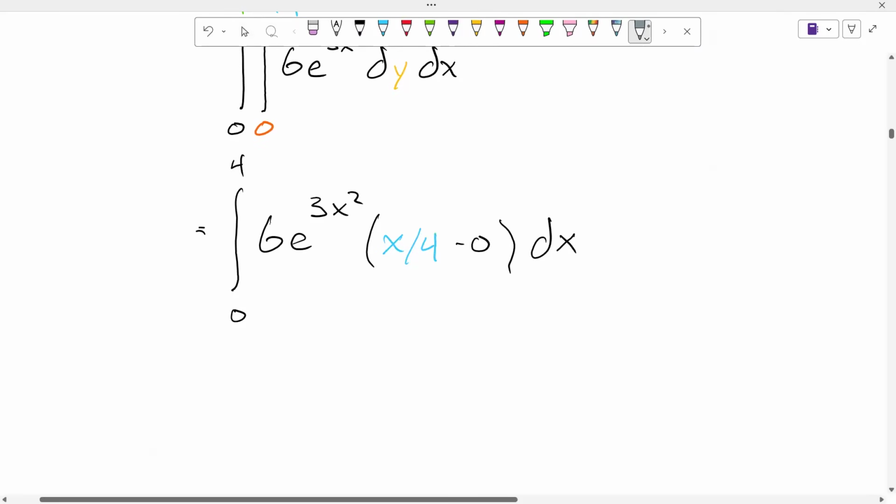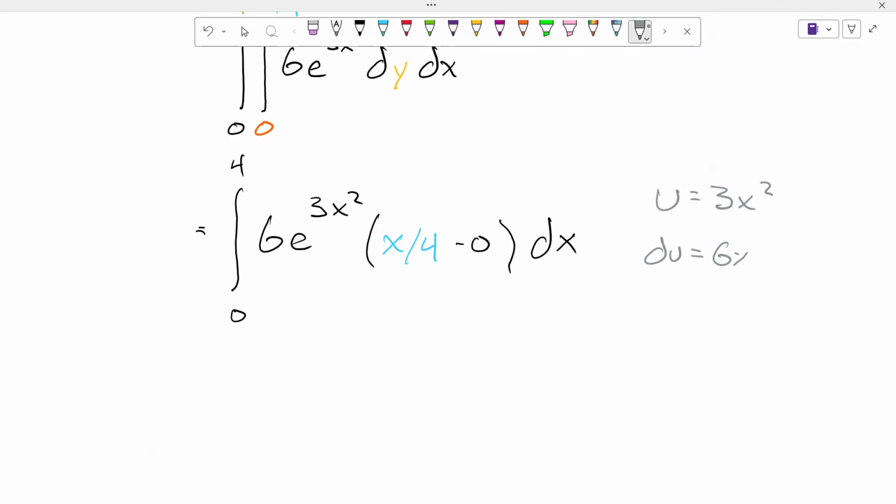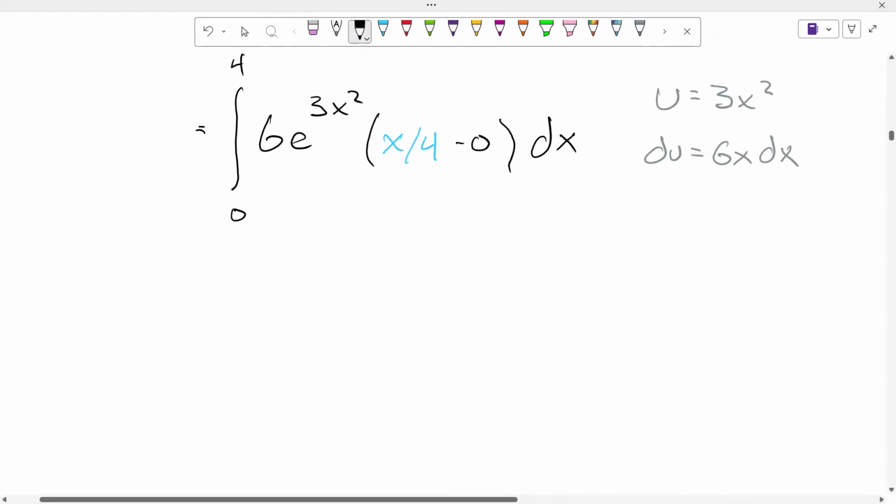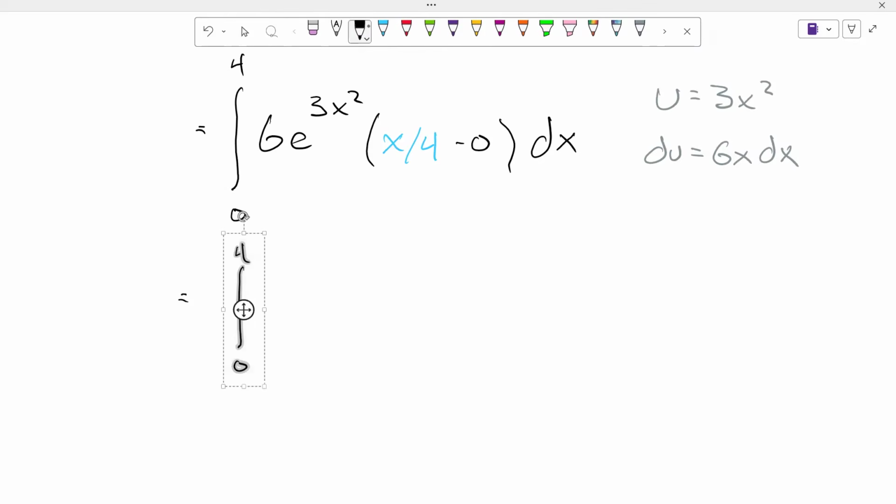This thing has a particularly nice u substitution. If u is 3x squared, du is 6x dx. So that'll look like the integral from 0 to 4. How about we just pull that 1 over 4 out? 6x e to the 3x squared dx. And that will evaluate to just e to the 3x squared, because again, very nice u substitution. So plug in our numbers.